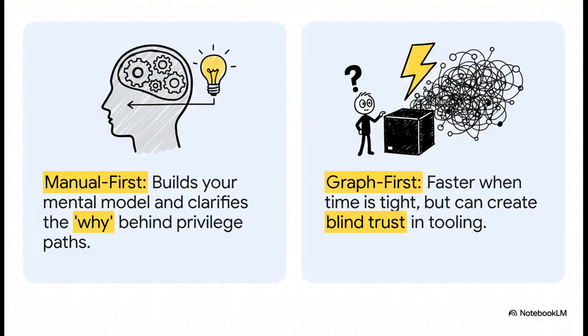Let's just compare the two for a second. The graph-first approach, yeah, it's fast, but it can also lead to this kind of blind trust in what the tool is telling you. The manual-first approach, on the other hand, forces you to build a mental model inside your own head. You start to understand why a privilege path exists, not just that it's there. And that is absolutely critical in restricted environments where you can't just run whatever you want.